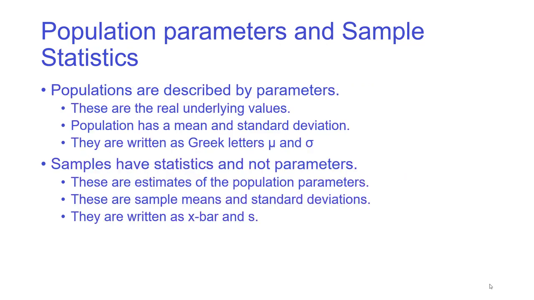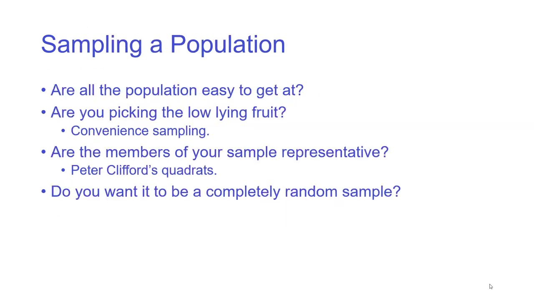So, populations are described by parameters. They're the real underlying values. Populations have means and standard deviations, mu and sigma. Samples have statistics. They are not parameters. They're estimates of the parameter. So as your sample size gets bigger, they get more similar to the population parameters, but they're not in a small sample. So sample means and standard deviations are written as x bar and s.